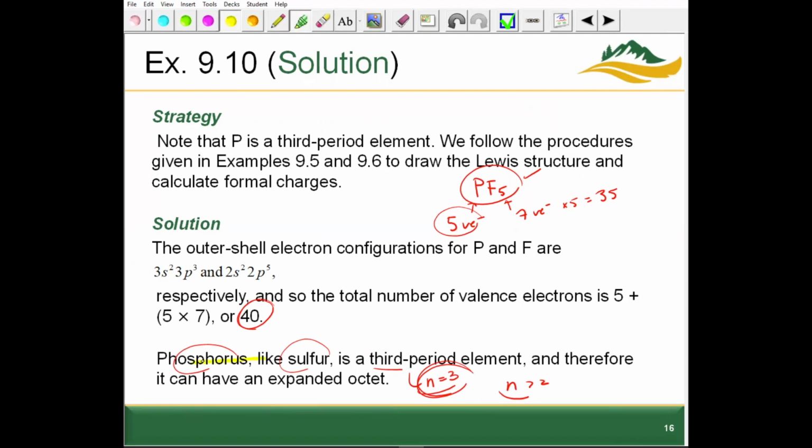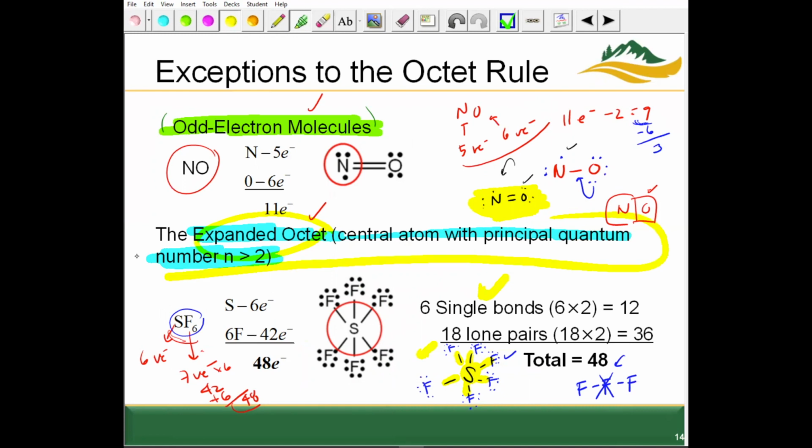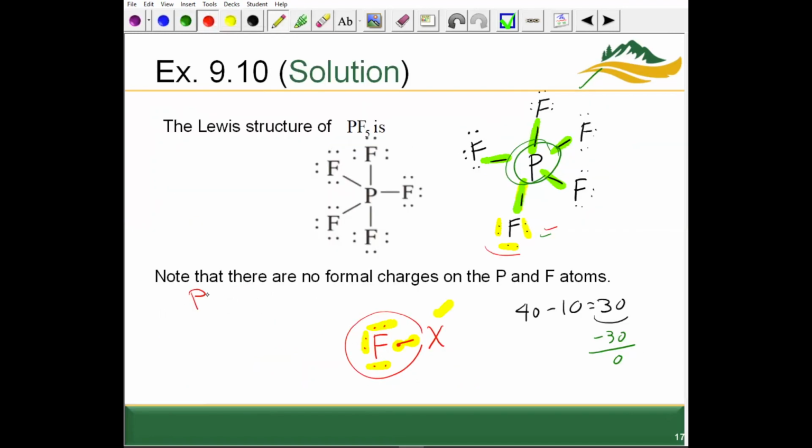How do we know that phosphorus, like sulfur, is a third period element and therefore it can have an expanded octet? Well, we come back to this rule that the expanded octet can occur if a central atom has a principal quantum number greater than n equals 2. If you look at phosphorus on the periodic table, you'll see it has an atomic number of 15. For neutral phosphorus, it will have 15 protons and then also 15 electrons.